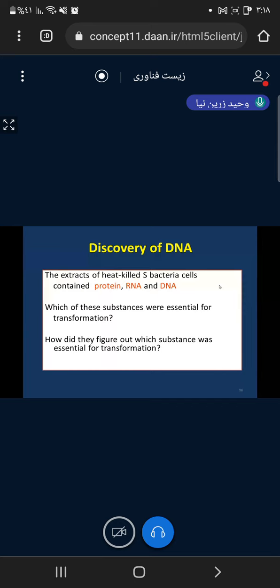The extract of heat-killed bacterial cells contains protein, RNA and DNA. Which of these substances was essential for transfer?